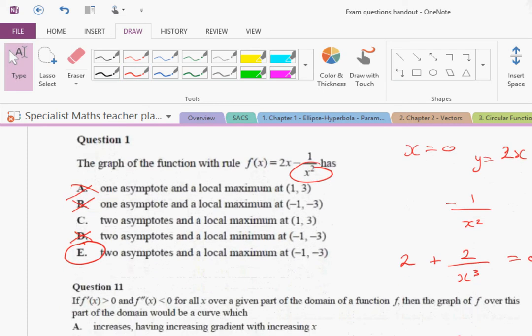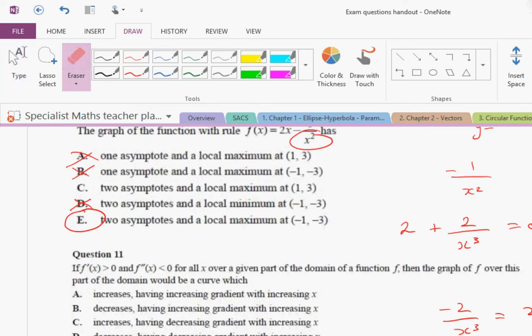Okay, not too bad. What about question 11? I'm just going to pause the video and get you to have a bit of a think about this. This is one of those ones where you have to rule out each option, I think. So I'm going to pause this video, have a go at question 11.